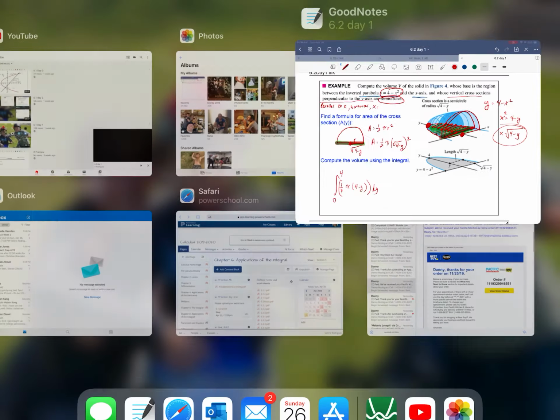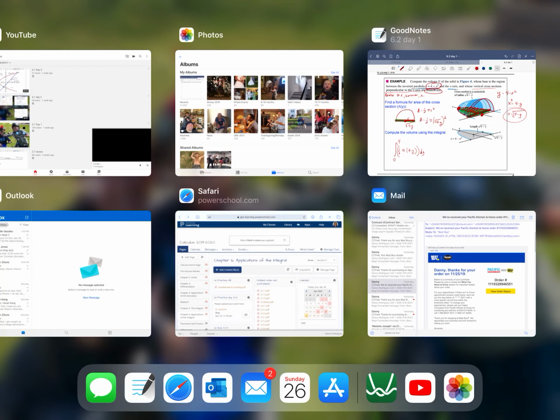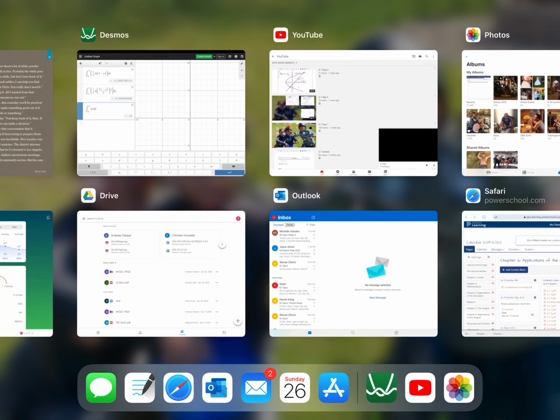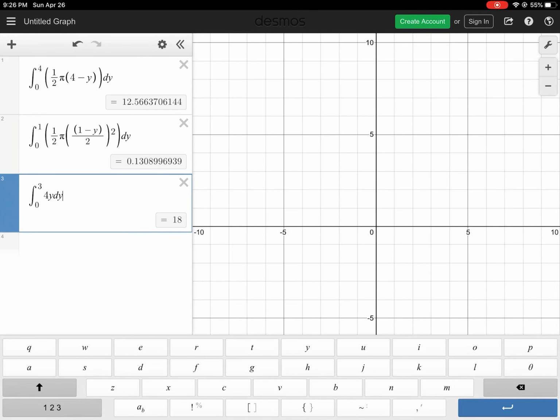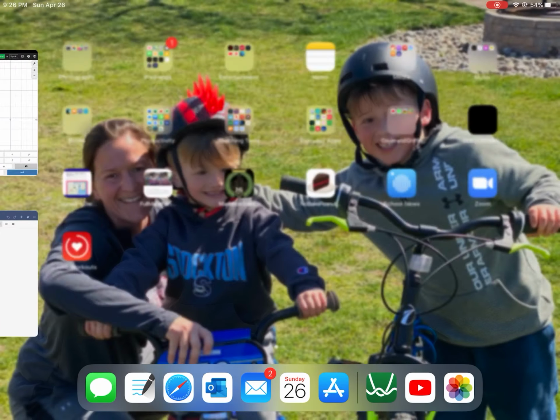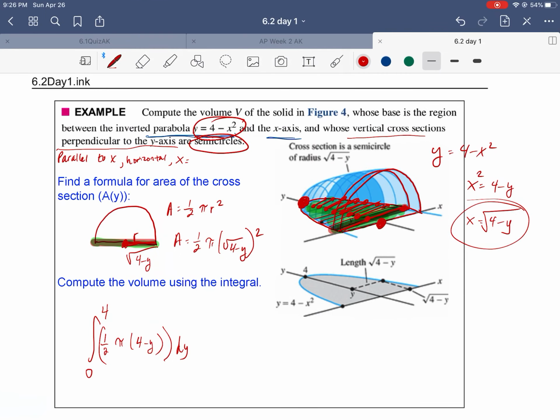Okay, so we go to Desmos. My answers are hopefully still in there. And they are. So the first one typed in, 0 to 4, 1/2 pi, quantity of 4 minus y dy, using parentheses correctly, gives you 12.57. And this is a unit cubed for volume.